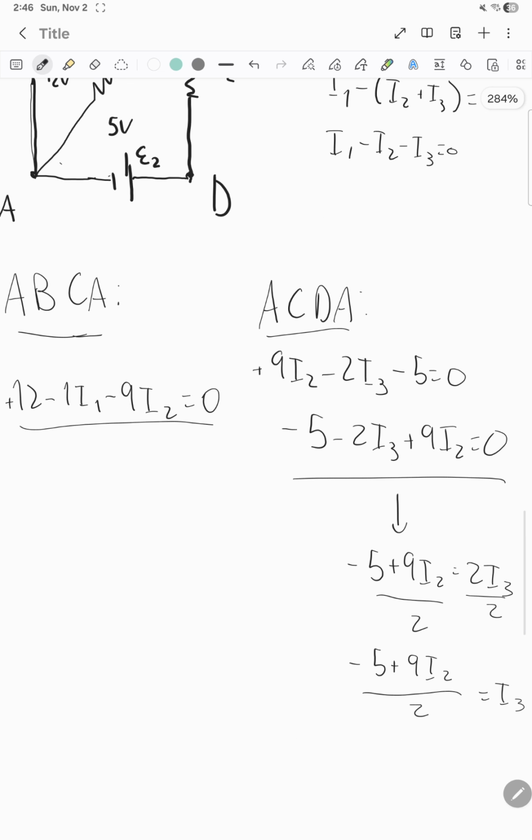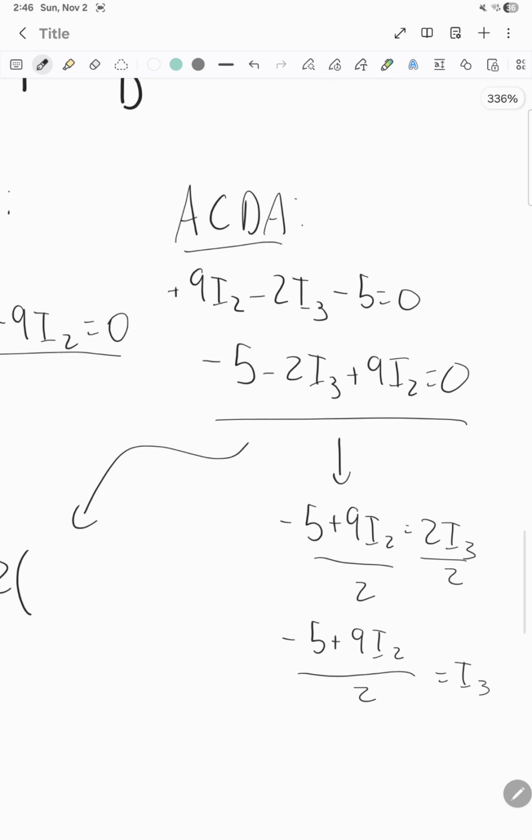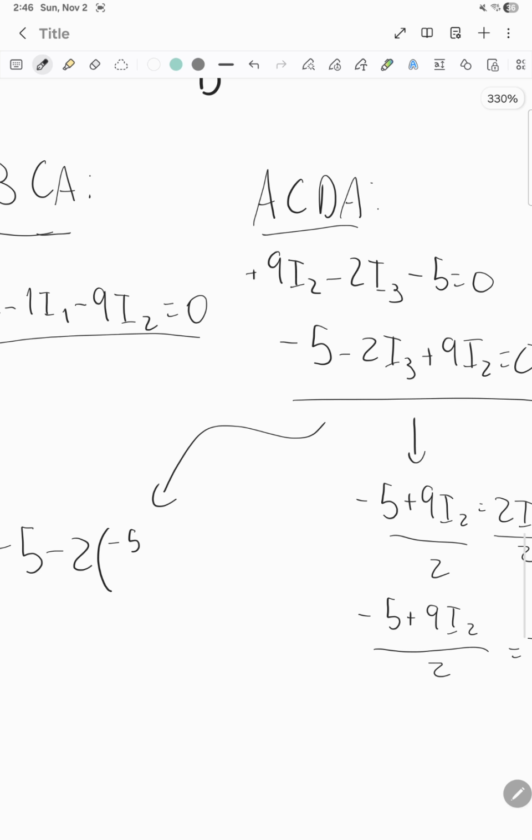And so you already have an I2 in here. So wait, we could just, no, we're not gonna do that. We're gonna rewrite this one as minus 5 minus 2 times I3, which is negative 5 plus 9 I2 divided by 2, plus 9 I2 is equal to 0. So we just have I2 here.